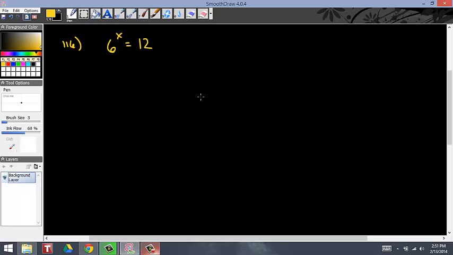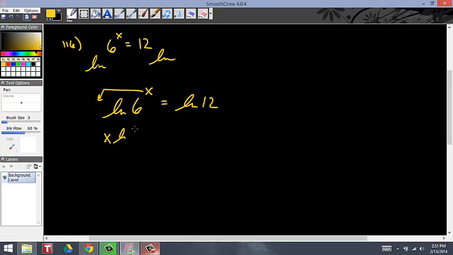Jake, what do you think? Take the natural log. Jake, you're the only one who says that. Thank you. I should give you extra credit on the midterm for that. Take the natural log of both sides. You get natural log of 6 to the x equals natural log of 12. What happens to that x that's sitting up in the exponent? Leanne: it moves down. x ln 6 equals ln 12. How do I get x by itself? Matthew: divide by the natural log of 6.